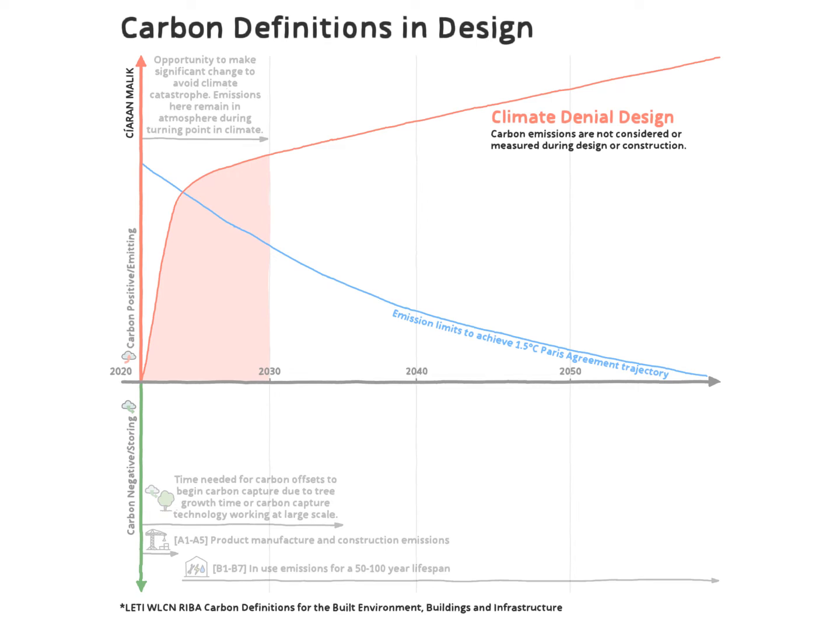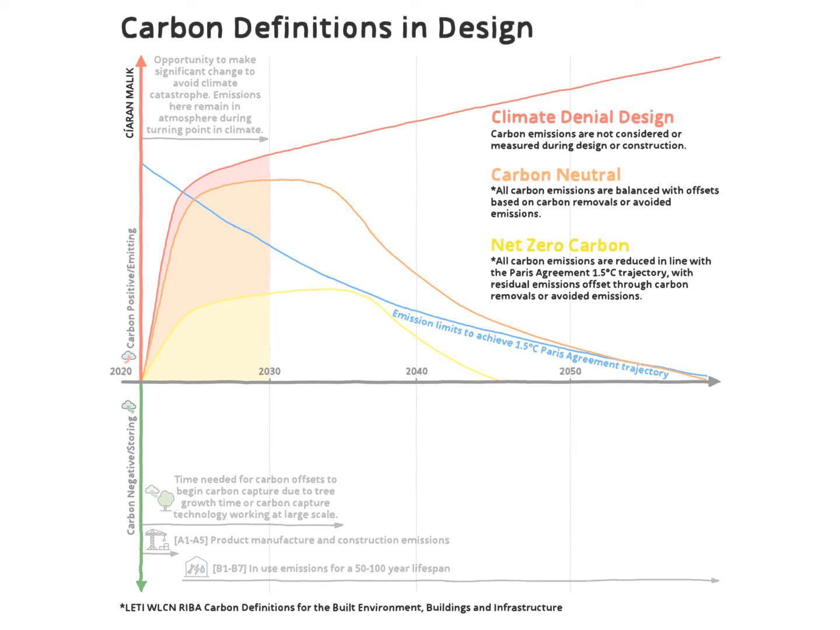So there are different types of design. At one end, there is climate denial design, which ignores any limits and releases carbon as if nothing has changed. There is carbon neutral design, which balances its emissions with carbon capture. Without limits, those emissions can be huge and will be in the atmosphere at the turning point before they can actually be captured.